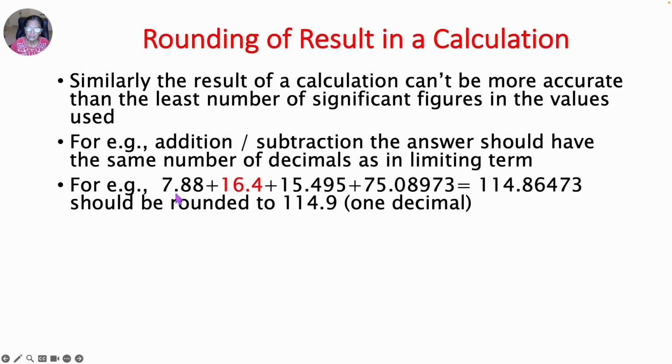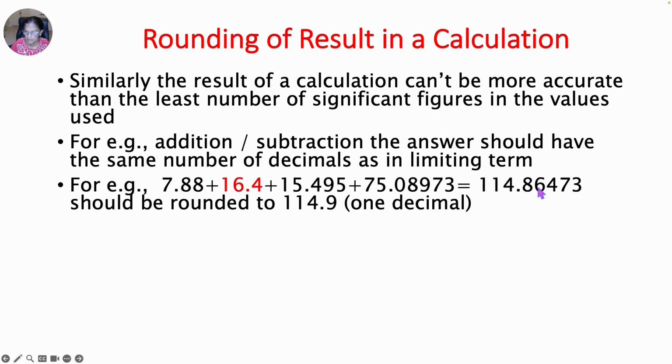For example, 7.88 plus 16.4 plus 15.495 plus 75.08973, the answer is 114.86473. This should be rounded to one decimal because, according to the rule, addition and subtraction should have the same number of decimals as the limiting term. What is the limiting term? Here 2 decimals, here 3 decimals, here 5 decimals, and the limiting term has only 1 decimal. So the answer must be rounded to 1 decimal.